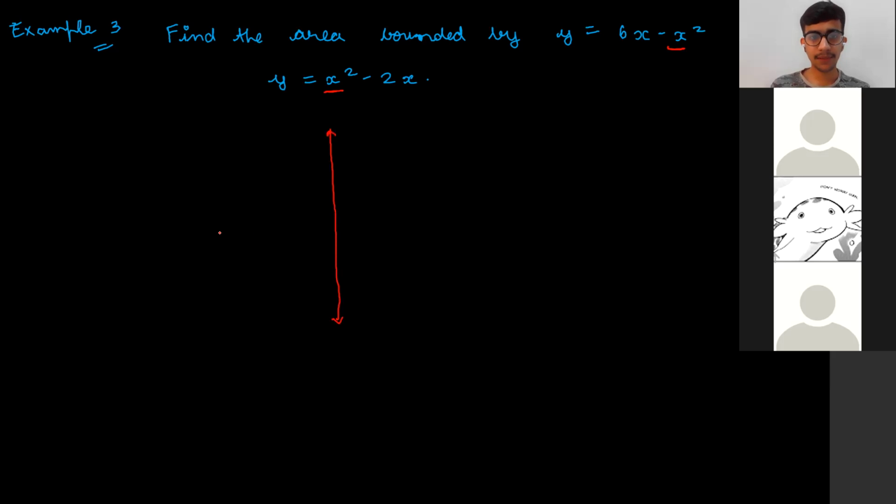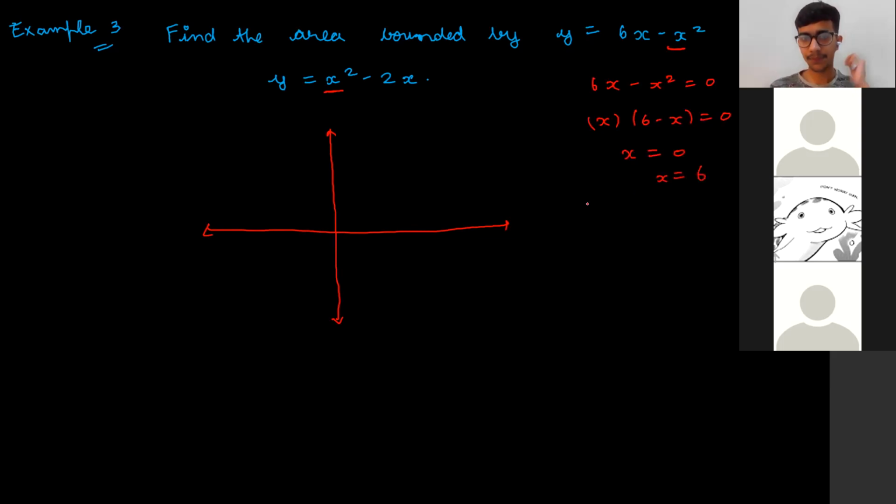So what I do is I find the zeros of the parabola. So 6x minus x square is equal to y. So when is 6x minus x square equal to 0? So this means x times 6 minus x is equal to 0. So that is x is equal to 0 and x is equal to 6. So for x equal to 0 and x equal to 6, the parabola is 0, right? And the parabola is downward. So it looks like this. Okay. This is how we make the parabola.